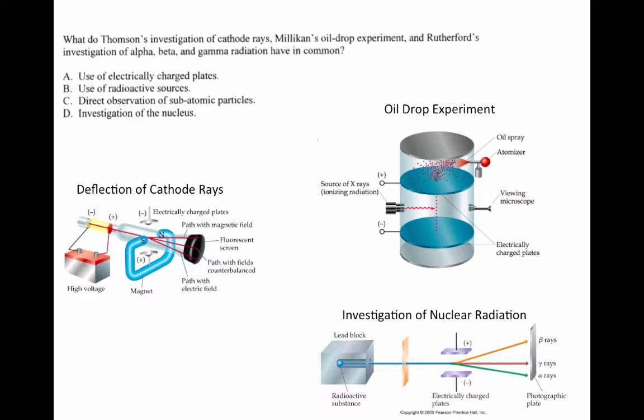If we look a little bit more closely at the choices, let's be clear. It says in C, direct observation of subatomic particles. All three of these experiments involve, in some way, subatomic particles, but we're not directly observing them in, let's say, the oil drop experiment. Instead, we're seeing how an oil drop can be suspended. We're not actually seeing the electron. So we want to be careful because this is using the language of observation versus inference, which is another one of our learning objectives here.